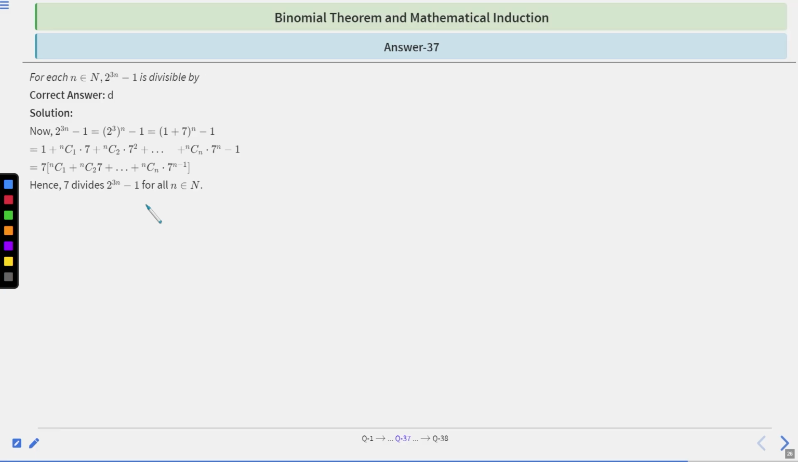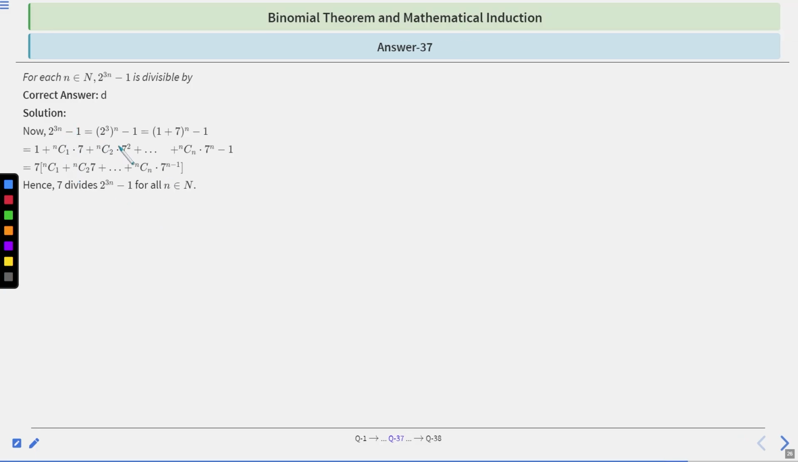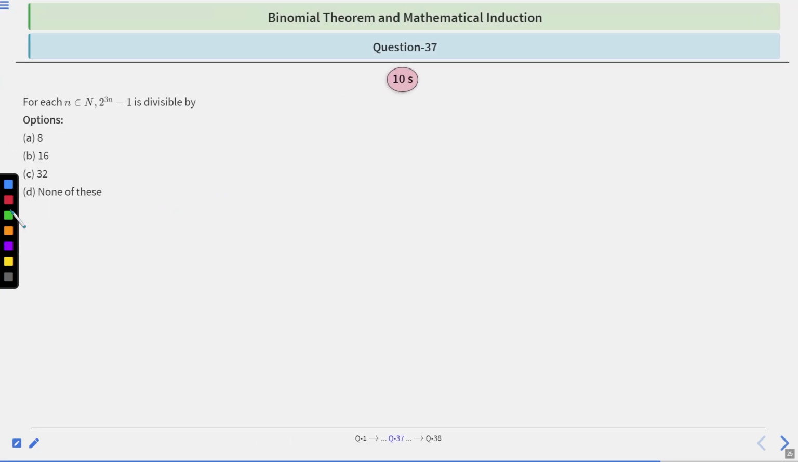Okay, let's discuss the solution. See, 2^(3n) − 1 can be written as (2^3)^n − 1. 2^3 is 8, so it can be written as (1 + 7)^n − 1. And it can be further expanded as 1 + nC1·7 + nC2·7^2 + ... + nCn·7^n, minus 1. The 1 and −1 cancel out, and we can take 7 as common. So this term is basically divisible by 7. Hence 7 divides 2^(3n) − 1 for all n belonging to the natural numbers. So I think option D is the right choice. 7 should be the right answer.